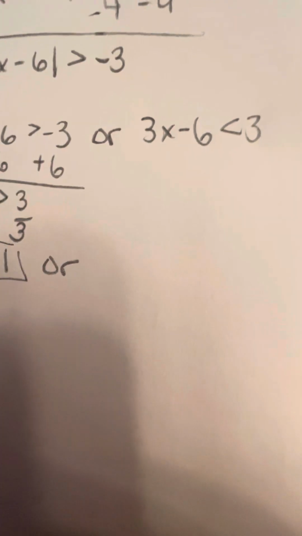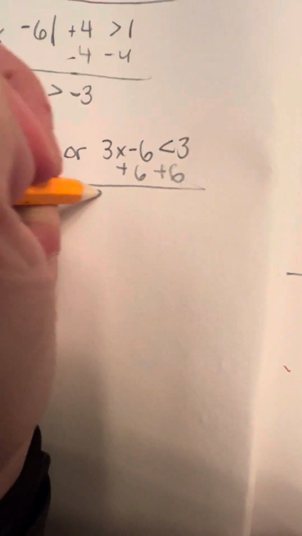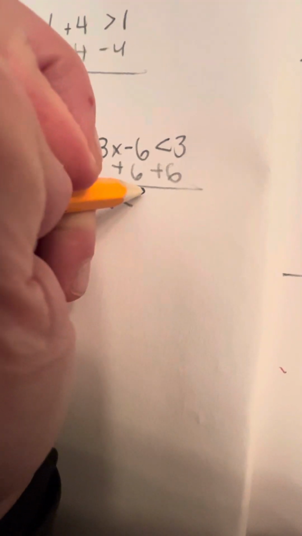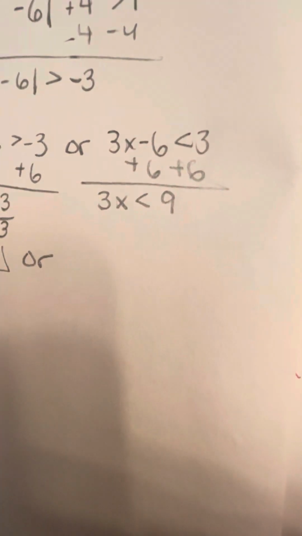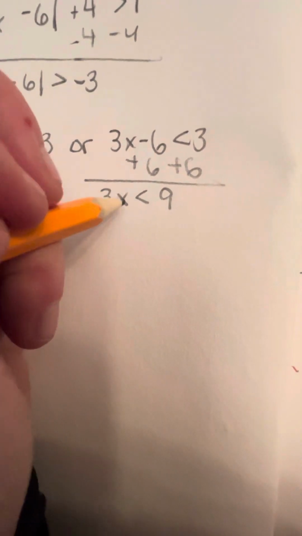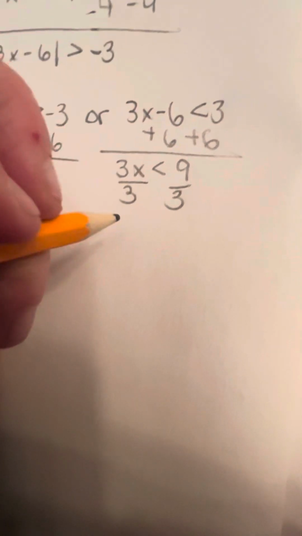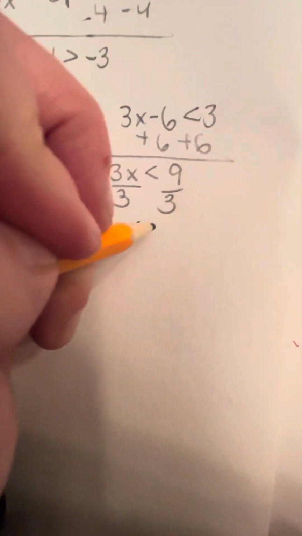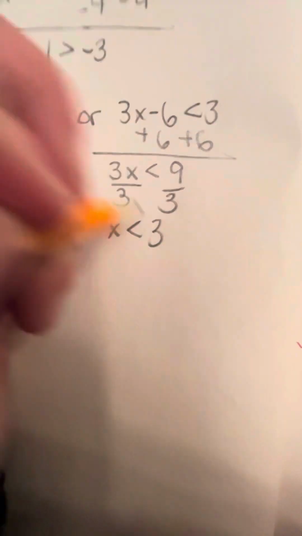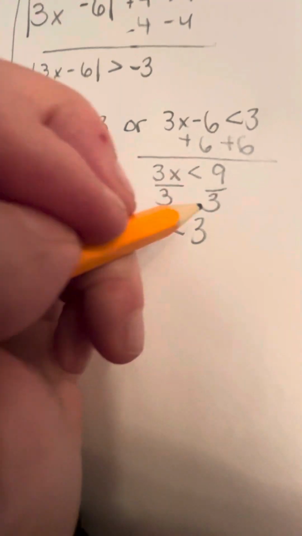And then we're also going to have our other statement, our or statement, and we're going to do the same thing. So we'll add 6 to both sides. But in this option, we are going to end up with 3x is less than 3 plus 6, which is 9. And we're going to divide both sides by that 3. And we're going to end up with x is less than 9 divided by 3, which is 3. So we have these two statements.